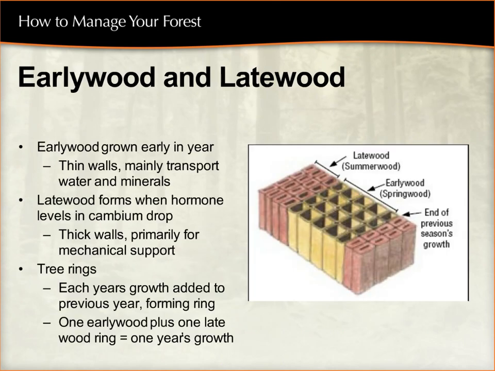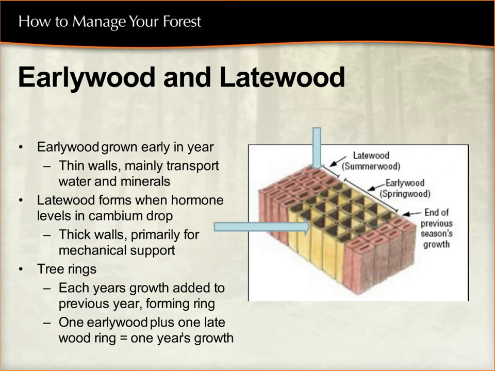So what do we mean by early wood and late wood? If you have ever counted the rings of a tree, you notice that there are two colors of rings, light and dark. The broader, light-colored rings are composed of early wood or spring wood, and they appear light because the cells have thin walls and are used mostly for transporting water and minerals.